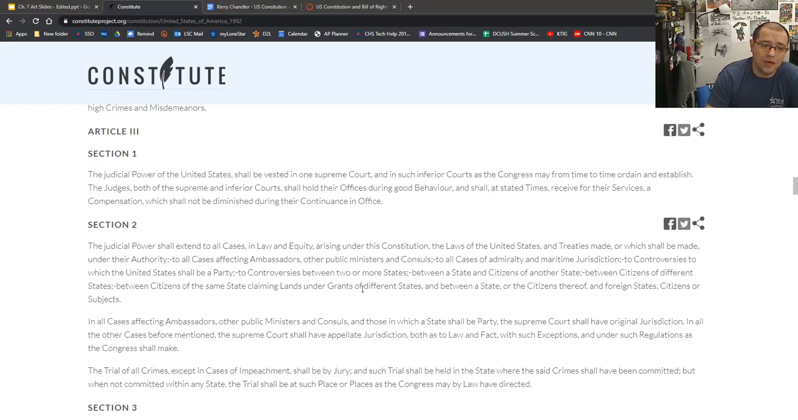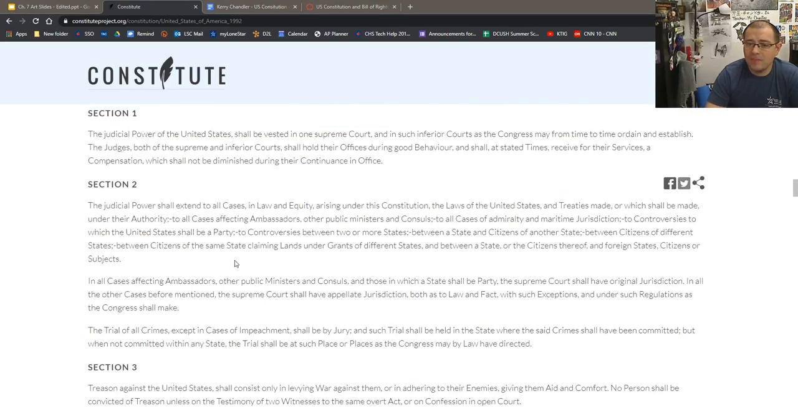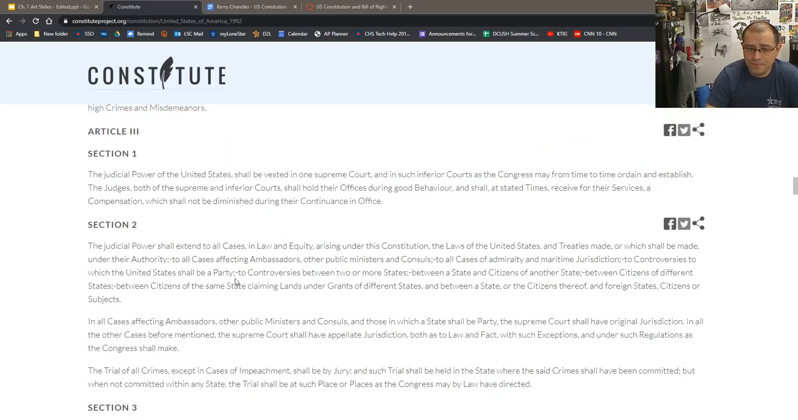Article 3, Section 1, the judicial power of the United States. So this Article 3, its purpose is to lay out the structure of the judicial branch. What is weird about it is that it is very short, and it is very not specific as to exactly what the Supreme Court can do.